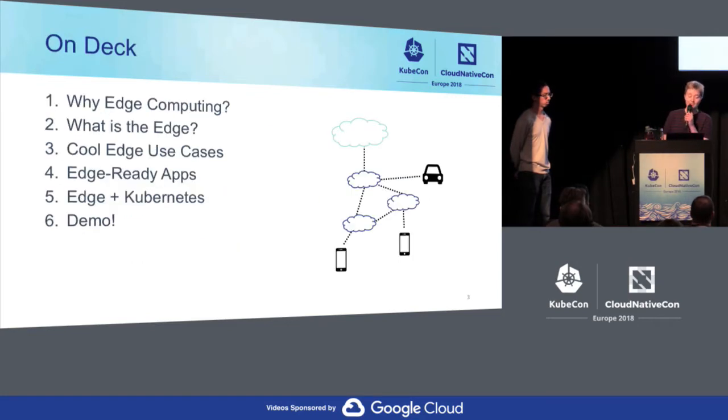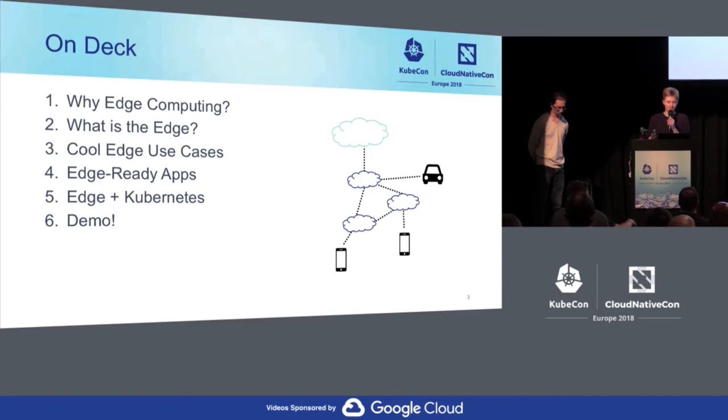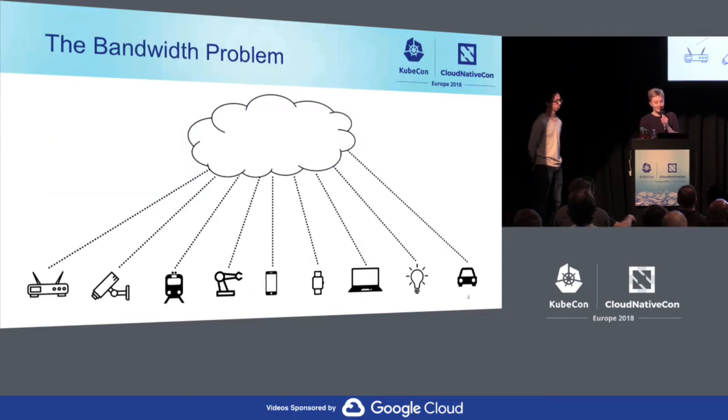So in this talk, we're going to try to give a whirlwind tour of edge. First, I'm going to cover sort of what is edge computing, why does it exist, talk about some cool use cases, and then talk about what makes an app ready to be deployed at the edge, some architecture considerations, and then Steve is going to dive into some platform architecture for edge and give a demo of multi-cluster edge Kubernetes. So let's dive right in.